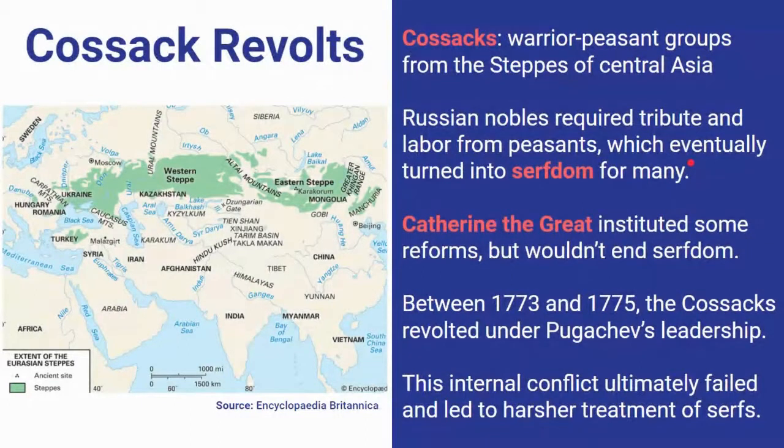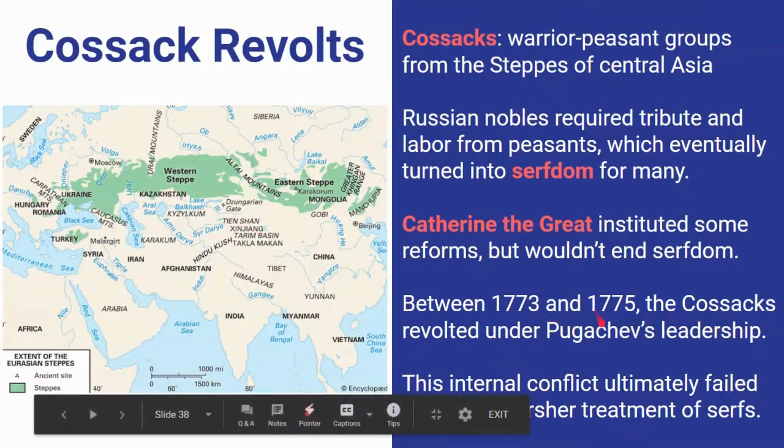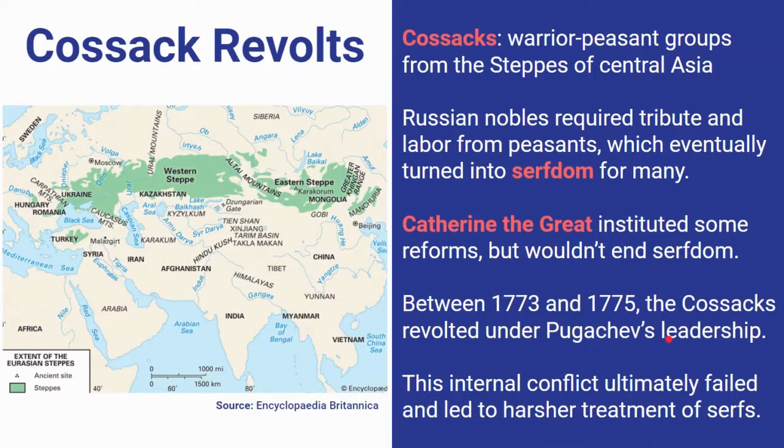The Cossacks were another unsuccessful revolt group. They were a warrior peasant group, or different groups of people from the steppes of Central Asia. That's the green area here. It's kind of highlands. And the Russian nobles treated them pretty poorly. Many of them were so poor they basically became de facto slaves in the serfdom that persisted in Russia all the way through Catherine the Great's time and beyond. And so between 1773 and 1775, there was a revolt among the Cossacks. They were not successful.